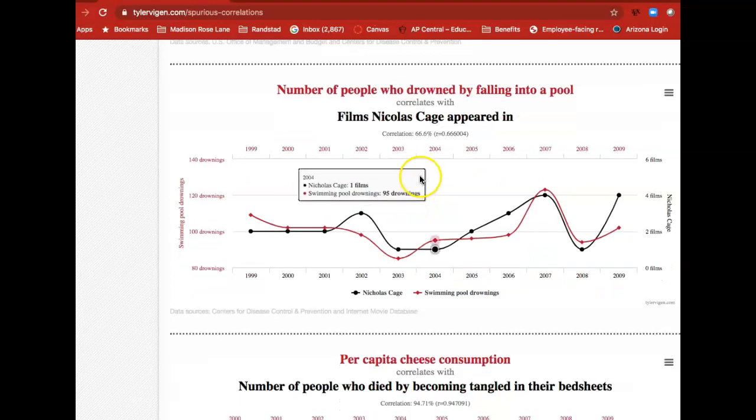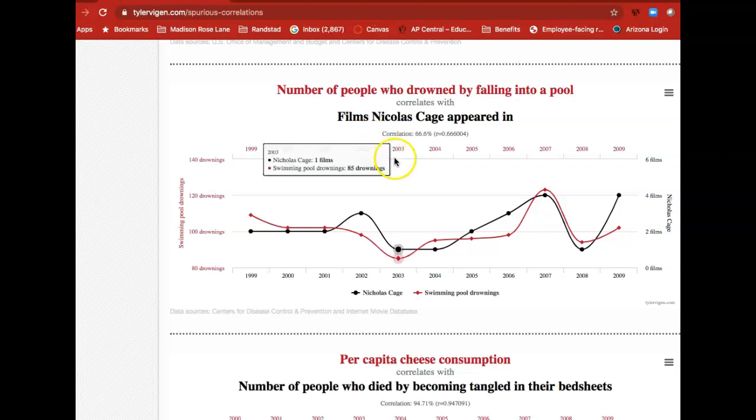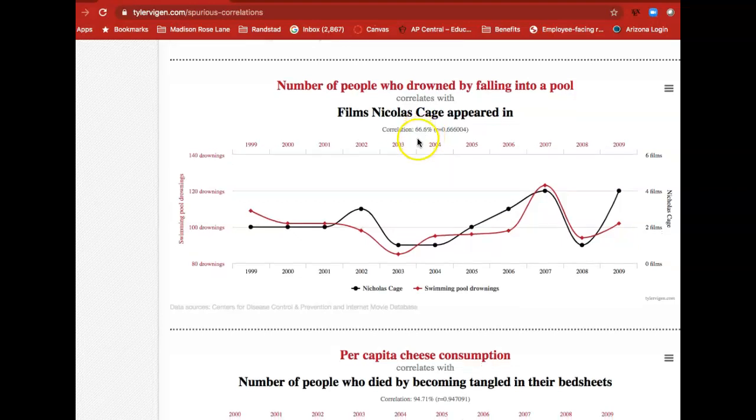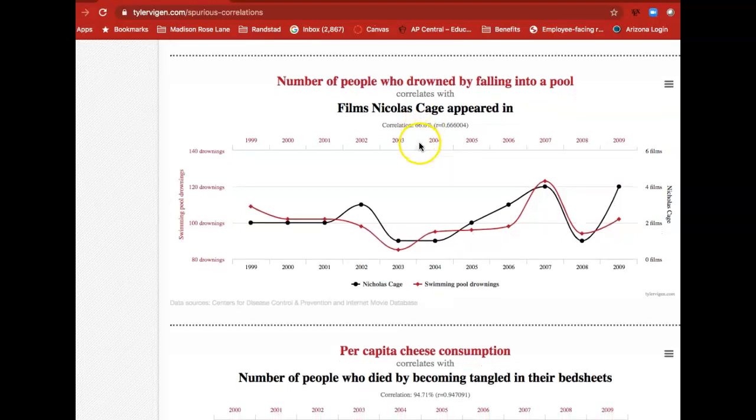Number of people who drowned by falling into a pool and films Nicolas Cage appeared in. I mean, people probably. Hey, he gets hate. He's in some good stuff. Raising Arizona rules. Con Air is a classic.